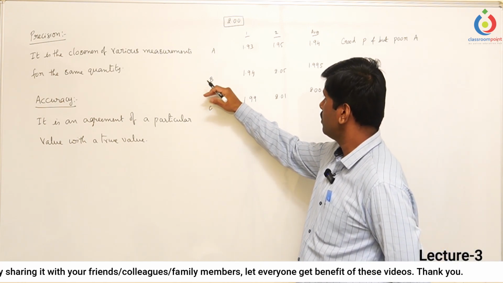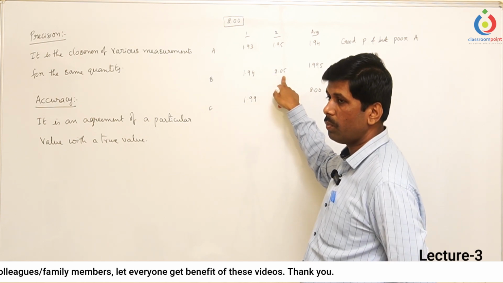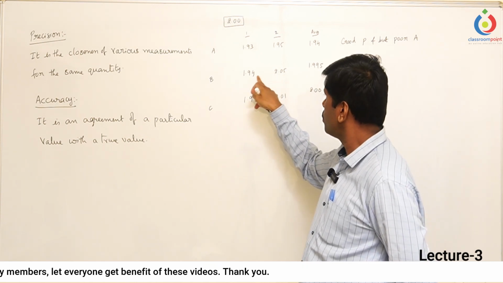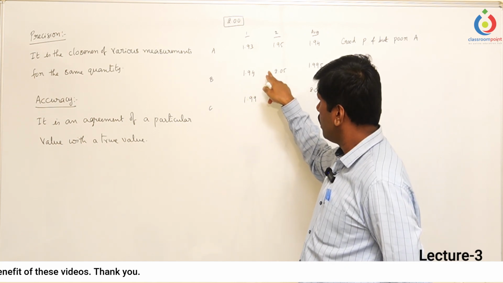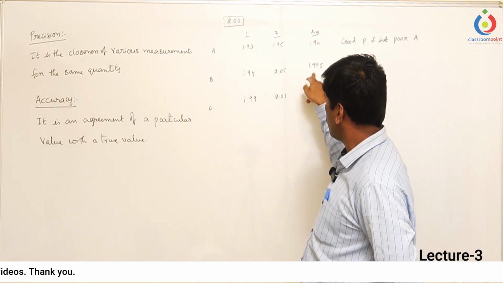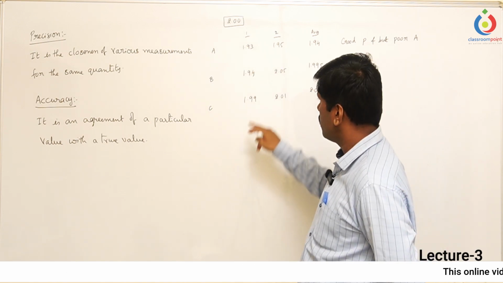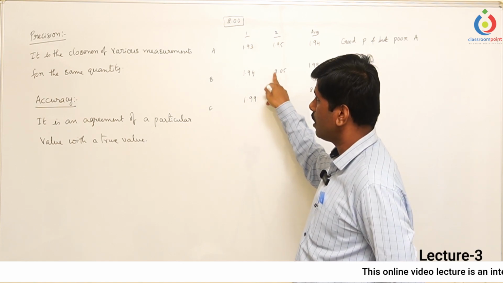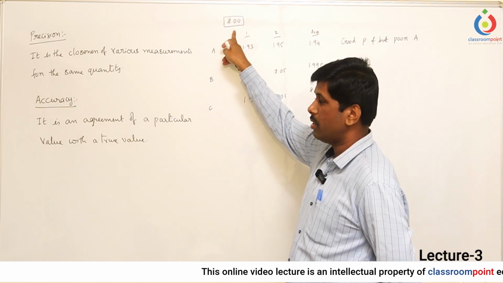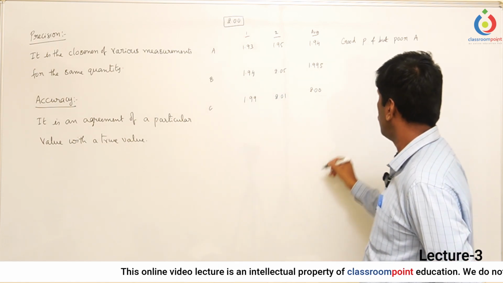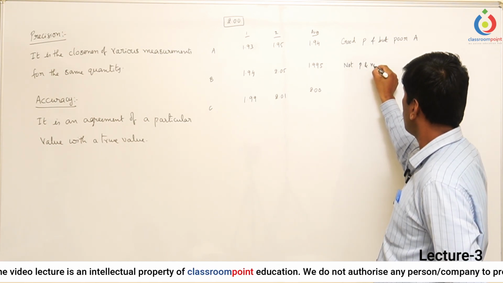Whereas student B, see the values 1.94, 2.05. Very large difference is there. So these values are not close to each other. At the same time, the final average value is also not equal to the 2 value. Means here, since these are not close to each other, they are not precise. Since the final value is not equal to the 2.0, it is not accurate. So not precise and not accurate.